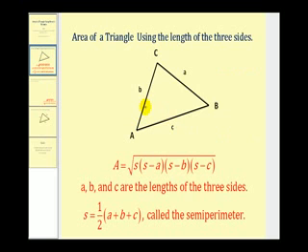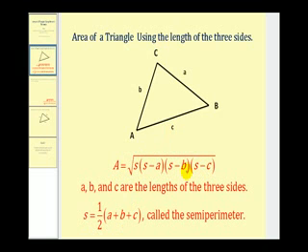So if we have any triangle with sides of length A, B, and C, and we let S equal the semi-perimeter, or half of the perimeter, then the area is going to equal the square root of S times the quantity S minus A times the quantity S minus B times the quantity S minus C.